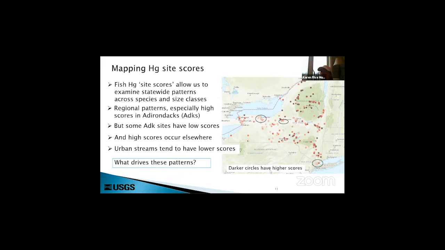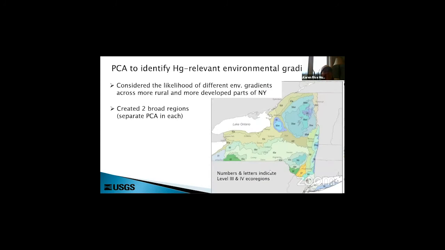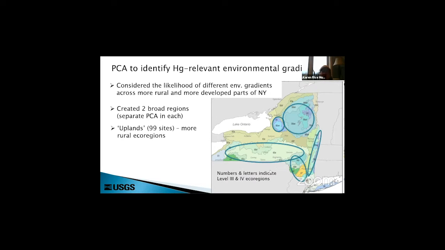So now we want to look at what drives these patterns, now that we've been able to look at these patterns across the entire state. So we conducted a principal components analysis to try to use mercury relevant variables and identify some environmental gradients. But we first created two broad regions, figuring that we might have different gradients across more rural ecoregions of the state and more developed ecoregions. So we've got the uplands shown here in the circles, which are the more rural ecoregions. And then everything else we called the lowlands, and these tend to be the more developed ecoregions.